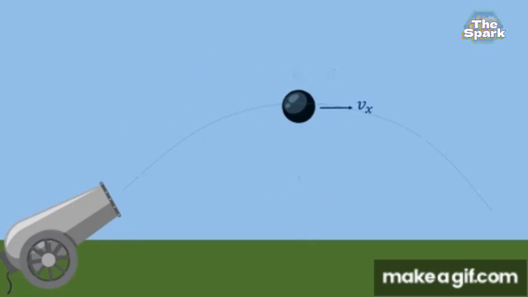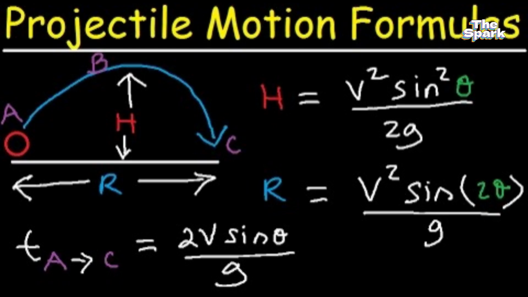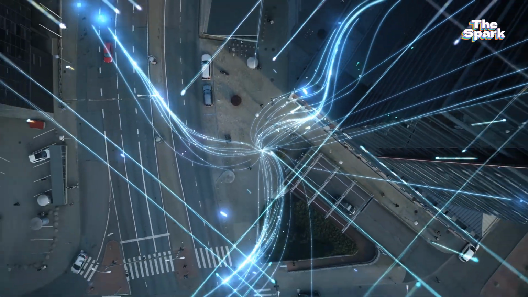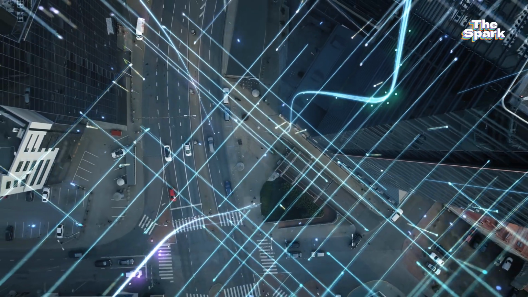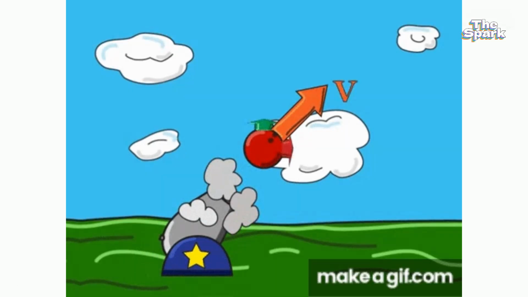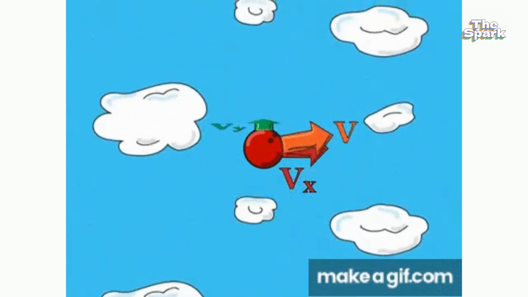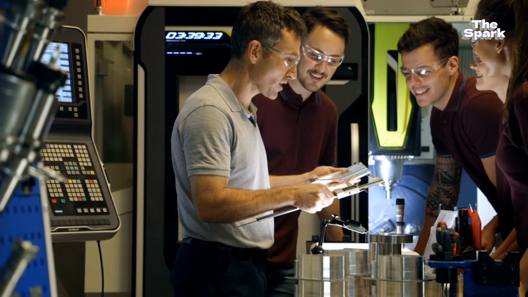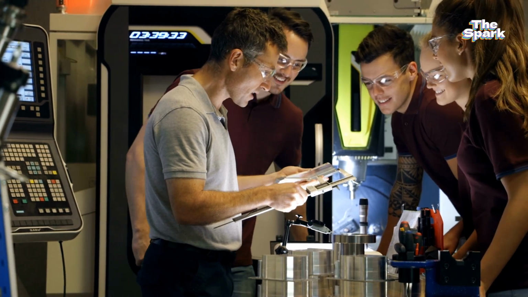This motion can be predicted precisely using physics equations, making projectile motion a key concept in fields like sports science, animation, engineering, and even space exploration. Whether you're kicking a soccer ball, calculating a cannonball's path, or programming the physics of a character in a video game, understanding this motion gives you incredible insight into how the physical world operates.